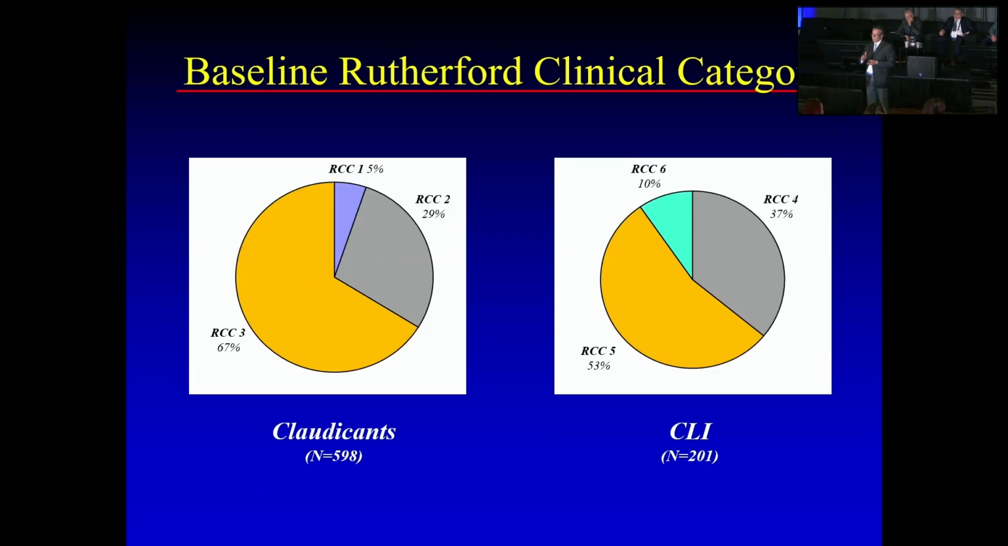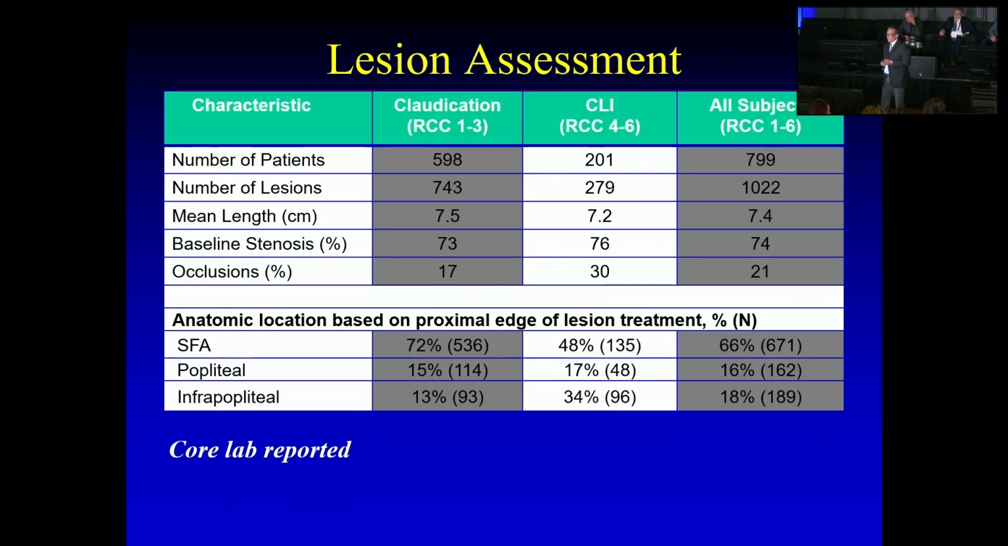The patients that got enrolled were Rutherford class 3, mostly in the claudicant group, but Rutherford 5 was principally what we saw in the CLI group. When it comes to CLI, 200 patients, the lesions were around 279. SFA target was 48%, but as it was multi-level disease, 17% specific to the popliteal and 34% in the infrapopliteal space.